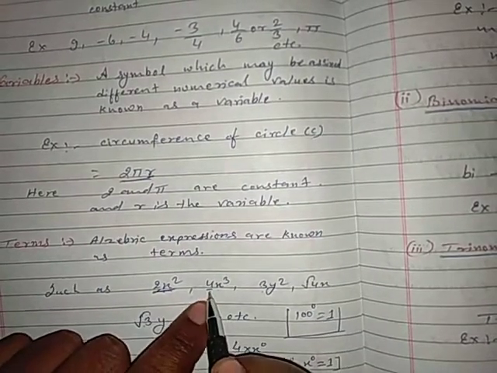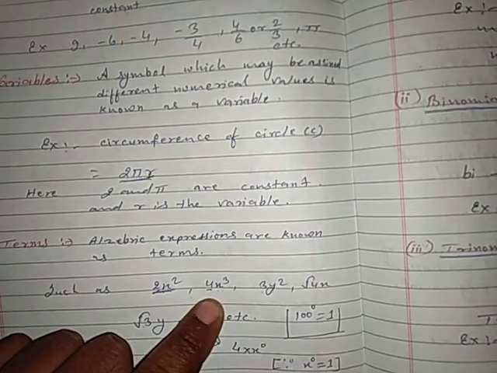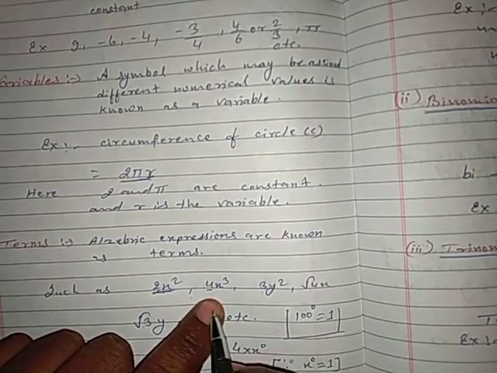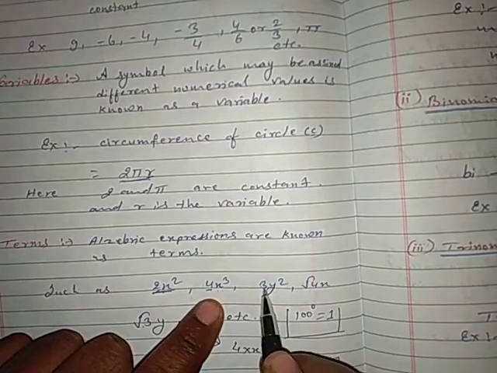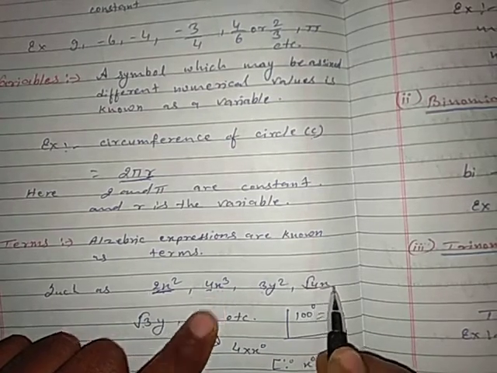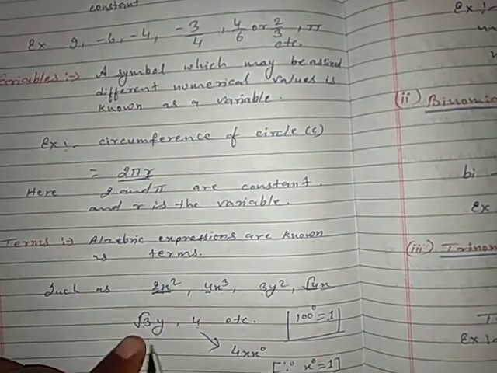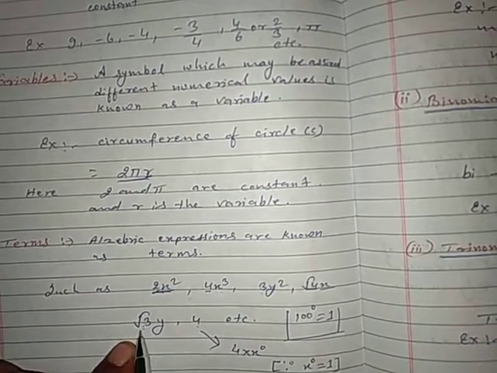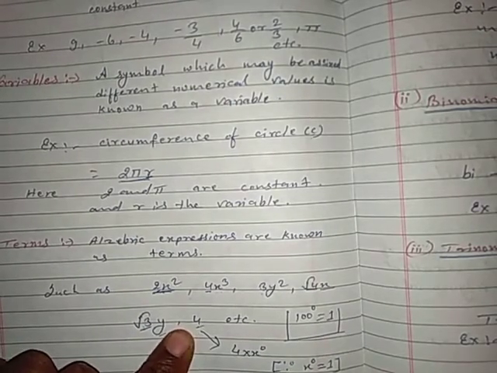Here 4 is numerical and x cube is the variable. Numerical, variable. Numerical, variable. Root 3y, numerical and variable. 4 is also a term.